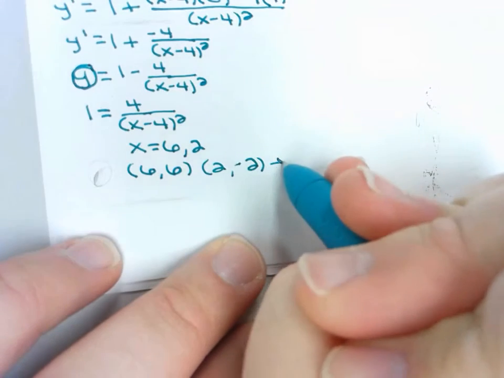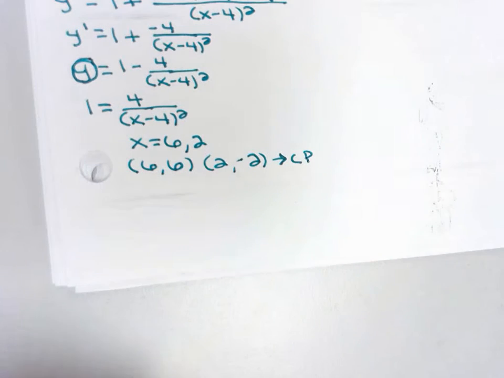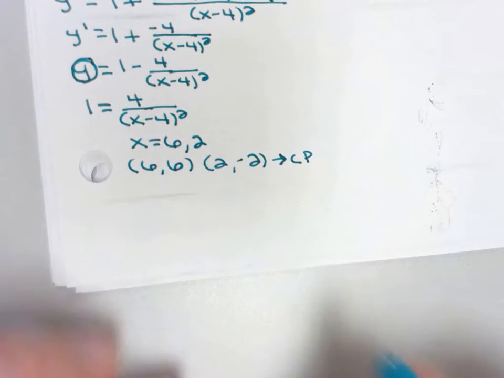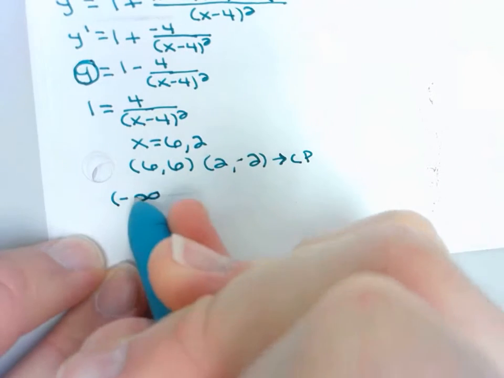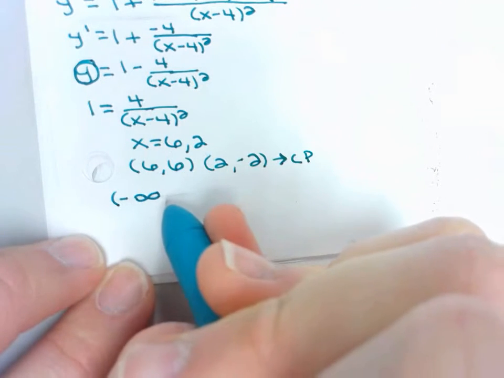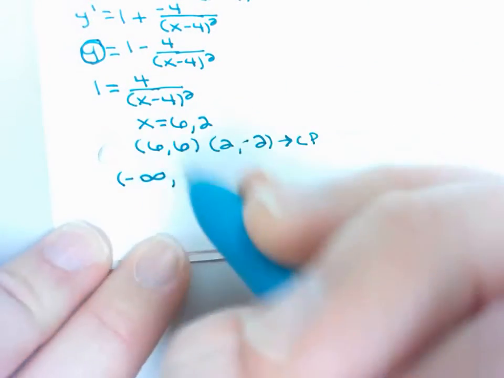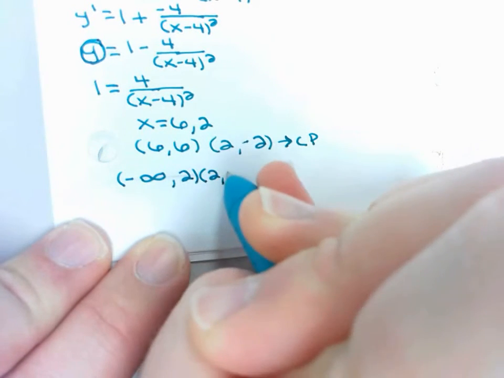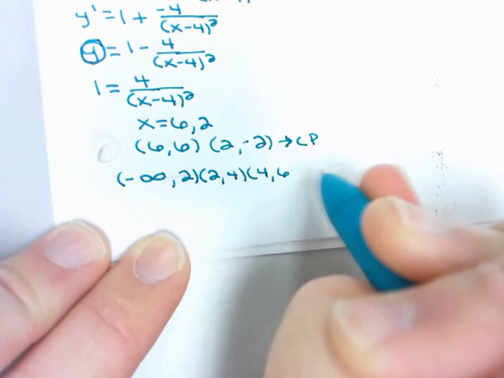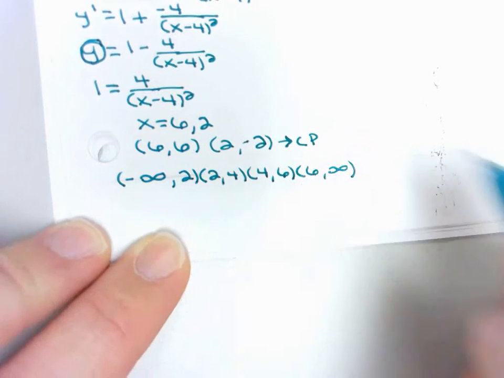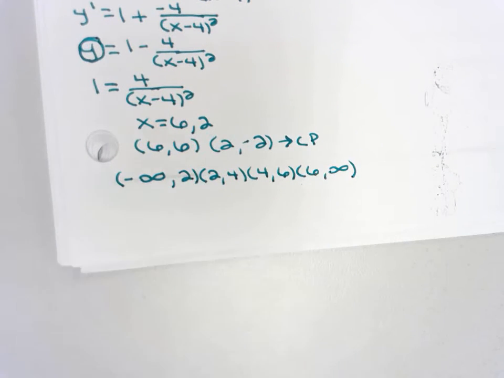So that is where I'm going to probably switch increasing, decreasing. So as I write my intervals, I have my domain, negative infinity to 4, 4 to infinity. Now be careful, I have to take into account my critical points. So that's going to be negative infinity to 2, 2 to 4, 4 to 6, and 6 to infinity. So I have to take into account my domain, and then take into account the critical points as well, 2 and 6. Questions on that?